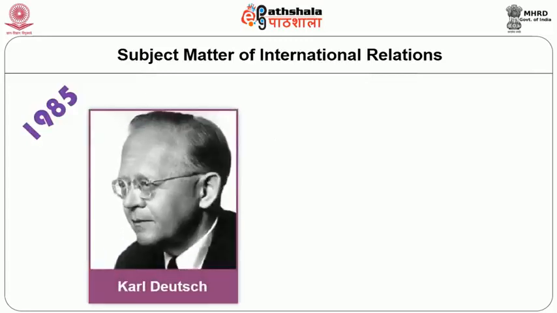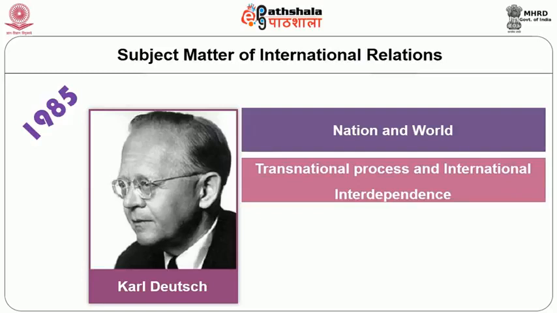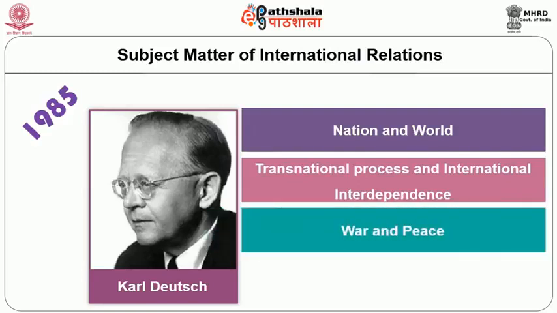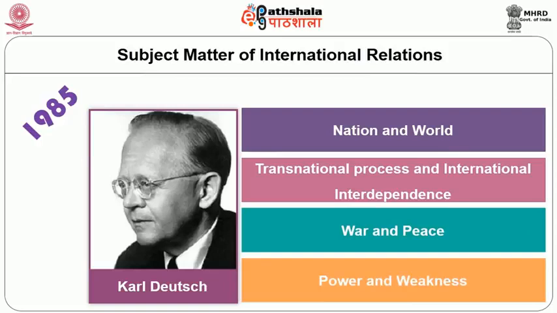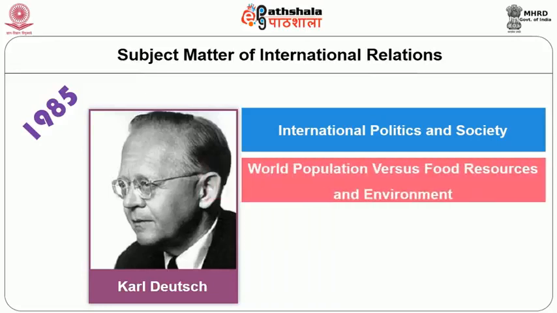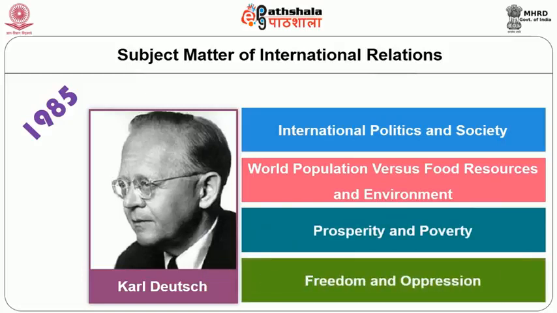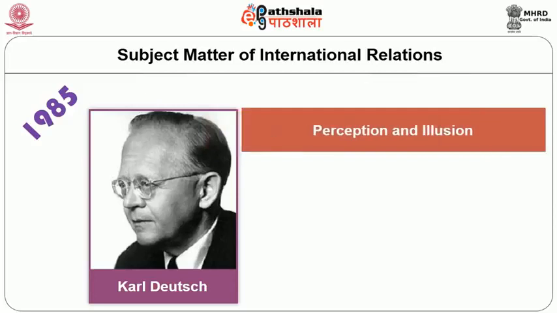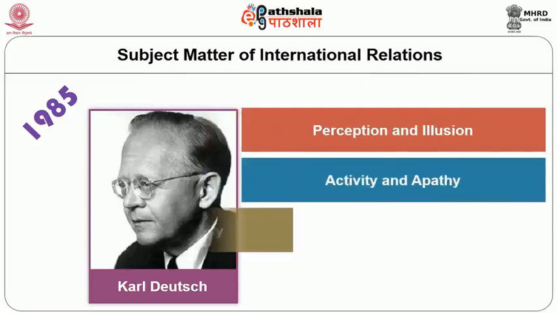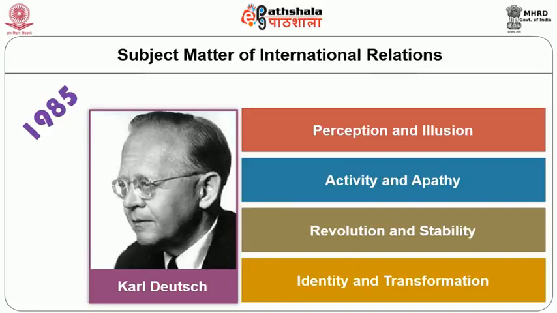In 1985, Karl Deutsch further added twelve elements of IR subject matter, which are nation and world, transnational processes, international interdependence, war and peace, power and weakness, international politics and society, world population versus food resources and environment, prosperity and poverty, freedom and oppression, perception and illusion, activity and apathy, revolution and stability, identity and transformation.